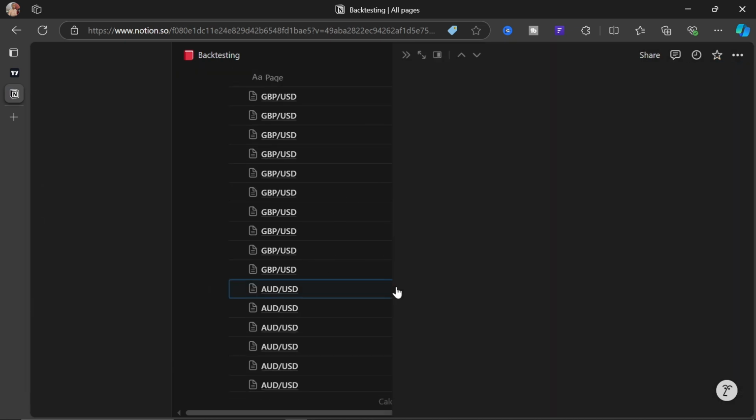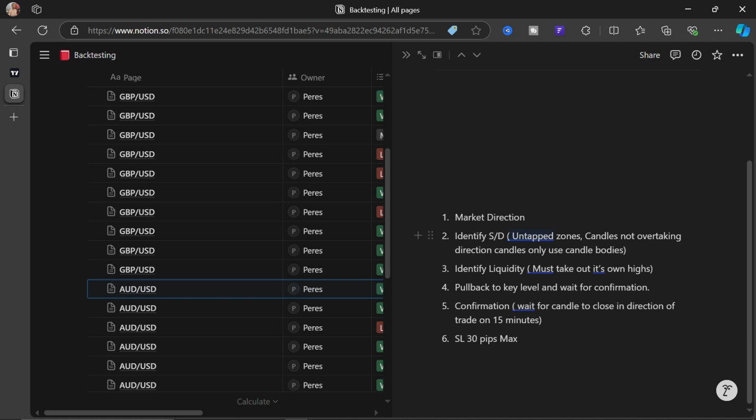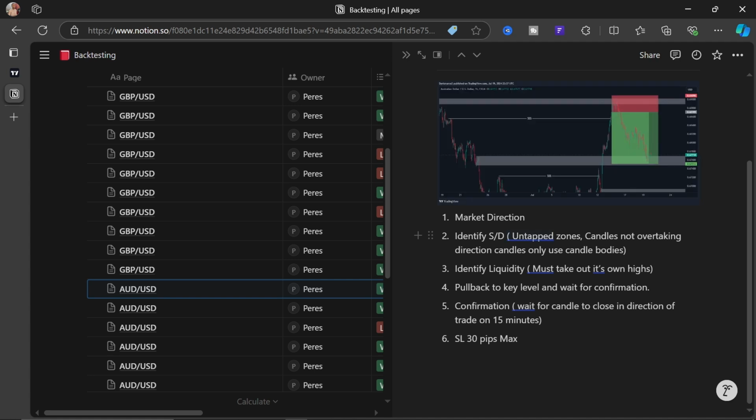So now let me just open any of them here. Say, identify supply and demand levels. So SD represents supply or demand. Now here are the rules: untapped zones, candles not overtaking directional candles, and only use candle bodies.